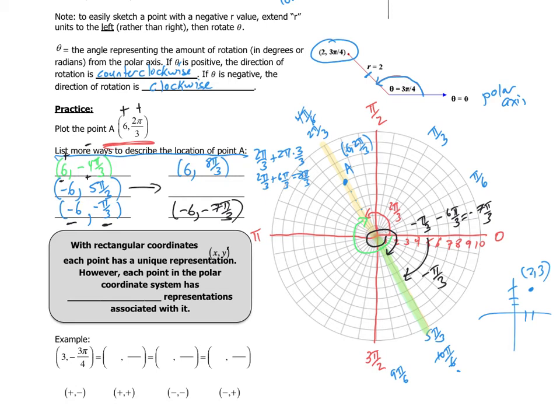We could take -6 and get a coterminal angle to 5 pi/3 by adding 2 pi. So I could get -6, 11 pi/3. That's 5 pi/3 plus 6 pi/3.